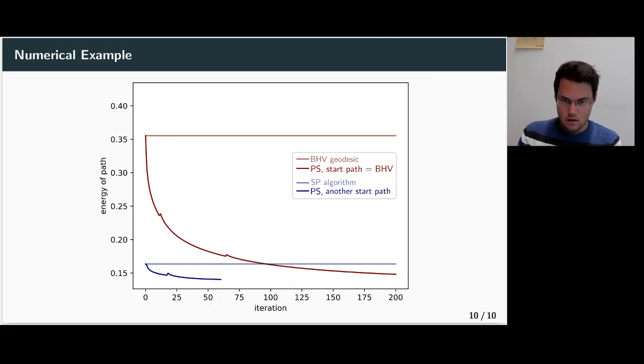So as a conclusion, it seems that we can actually approximate geodesics across different tree structures.